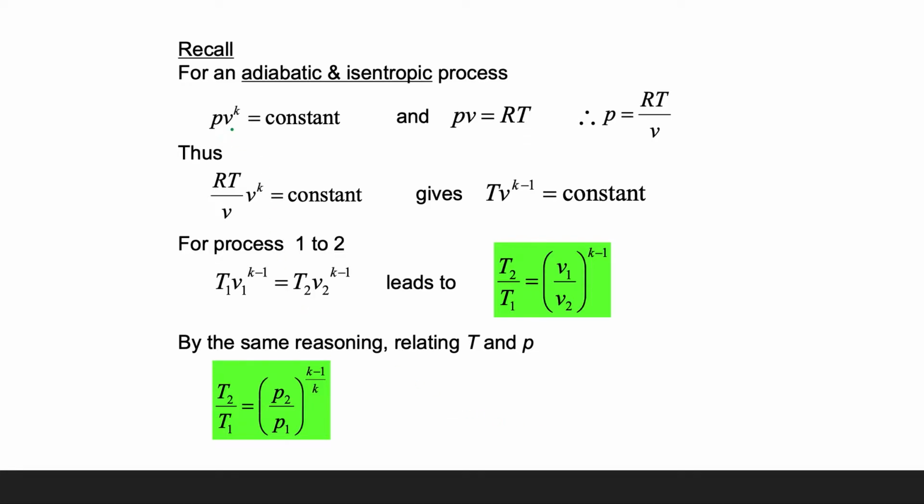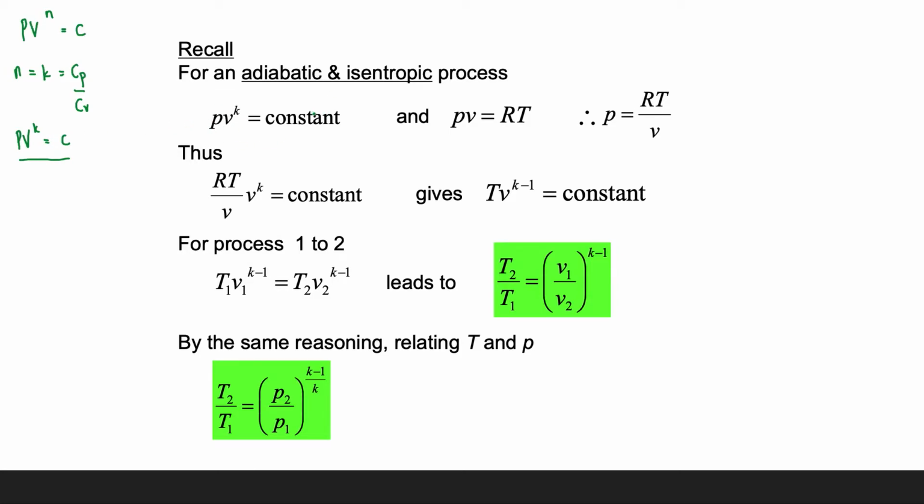So PV to the power of K is equal to constant comes from the polytropic equation, PV to the power of N is equal to constant. If N is equal to K, what is K? K is Cp over Cv. Sometimes we use K as gamma. Alright, so if N is equal to K, then this equation will be PV to the power of K is equal to constant, and this formula we call an adiabatic process.